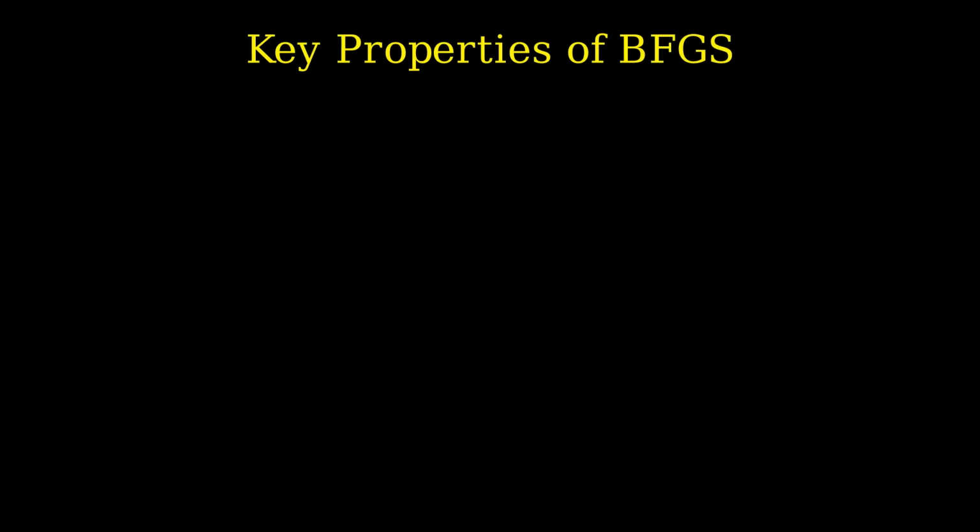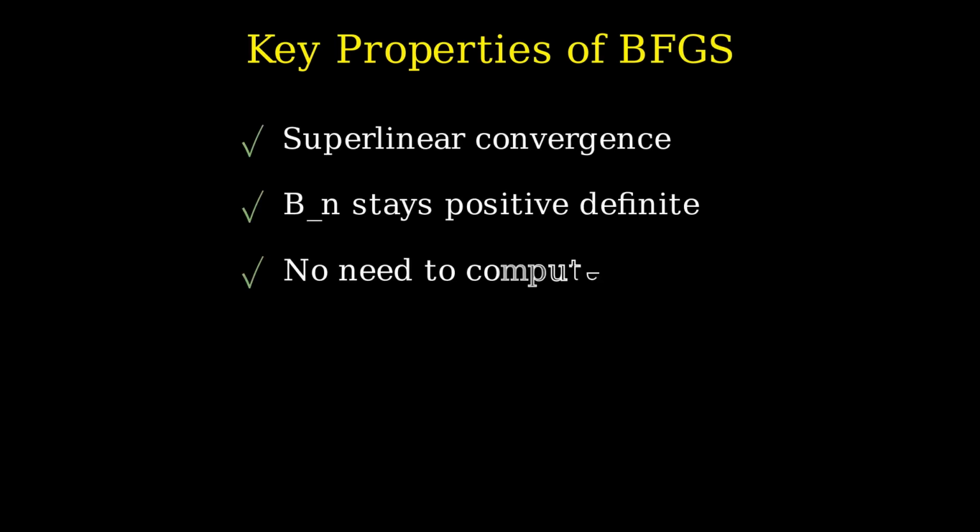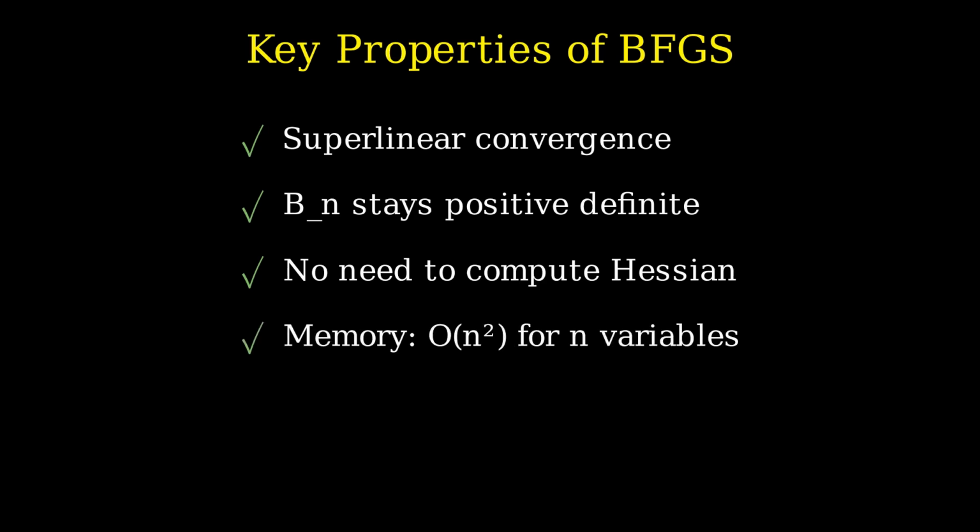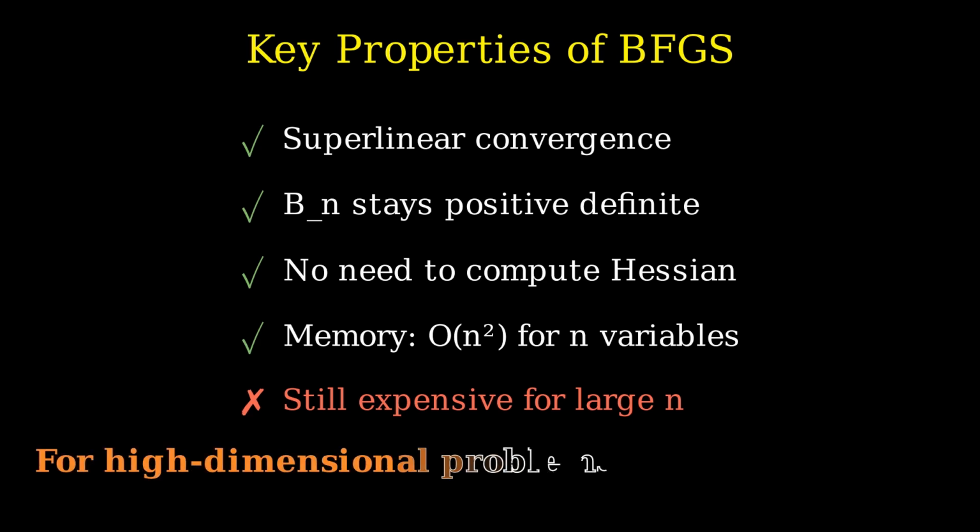Key properties of BFGS. Superlinear convergence. It accelerates as it approaches the optimum. B remains positive definite automatically. No Hessian computation needed. But, and this is crucial, we're storing a full n by n matrix B. That's O of n squared memory. For small problems, say a few hundred variables, this is fine. For modern machine learning with millions of parameters, completely infeasible. This brings us to L-BFGS, limited memory BFGS.